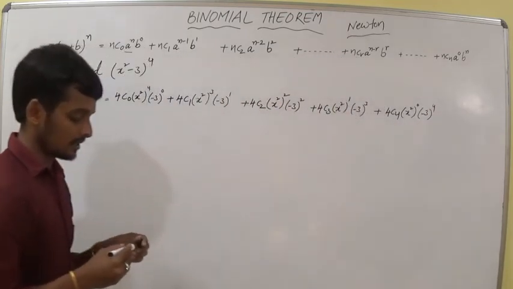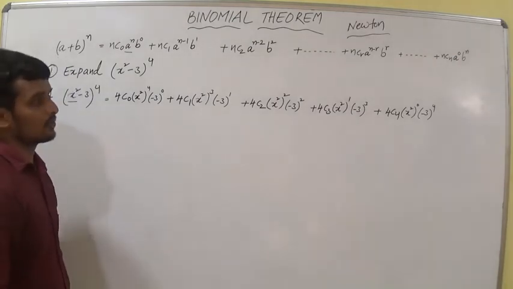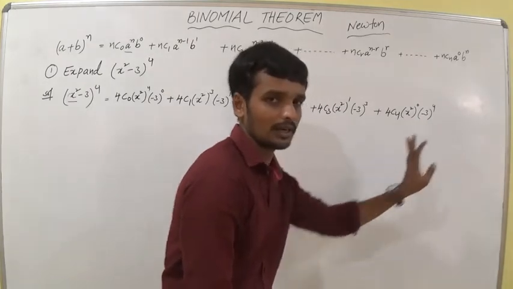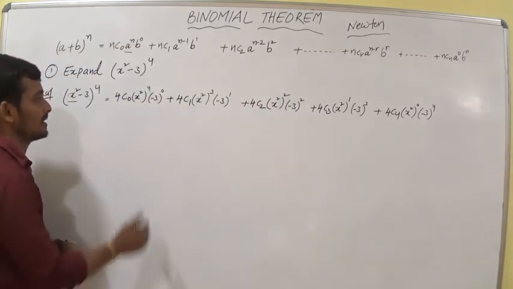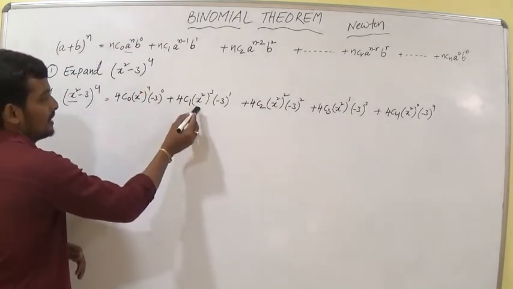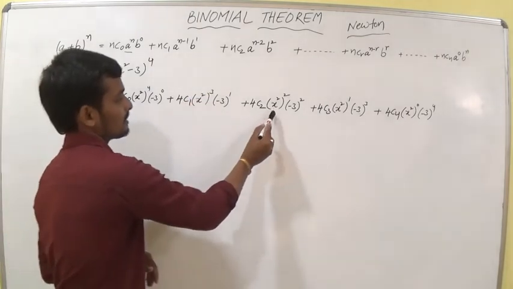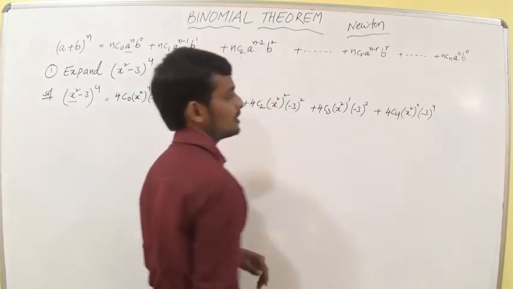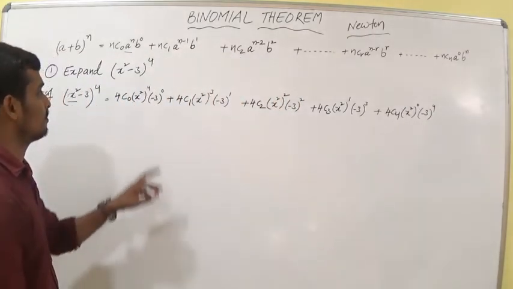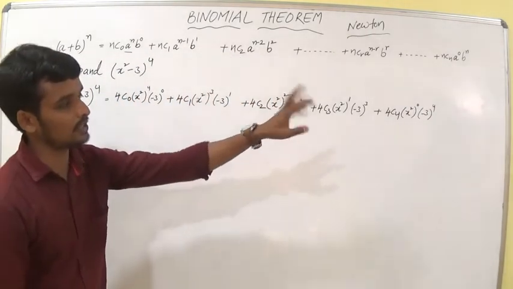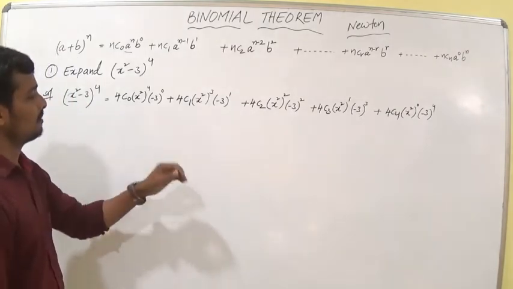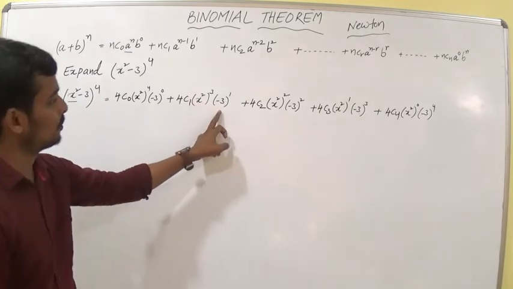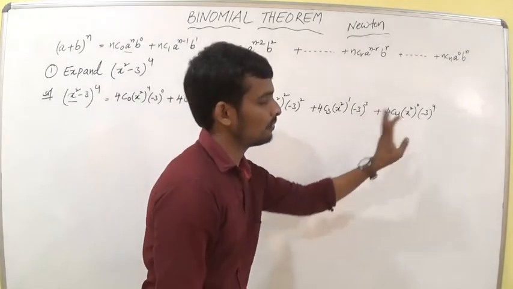Once check, is this right? So the coefficients are 4c0, 4c1, 4c2, 4c3, 4c4. We are correct. The first variables: x square power 4, x square power 3, x square whole square, x square power 1, x square power 0. The exponents of the variables are decreasing: 4, 3, 2, 1, 0. Now the second terms' exponents are increasing: 0, 1, 2, 3, 4.